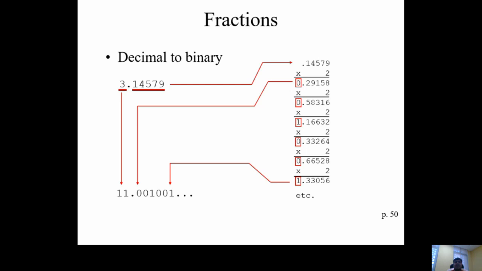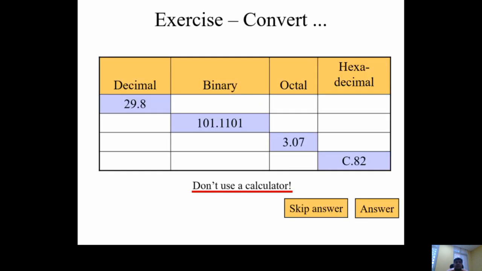0.58316 multiplied by 2, we get 1.16632, we take 1. And 0.16632 multiplied by 2, we get 0.33264, and we take 0. And 0.33264 multiplied by 2, we get 0.66528, multiplied by 2, we get 1.33056, we take 1. So the answer will be 11.001001 and so on.